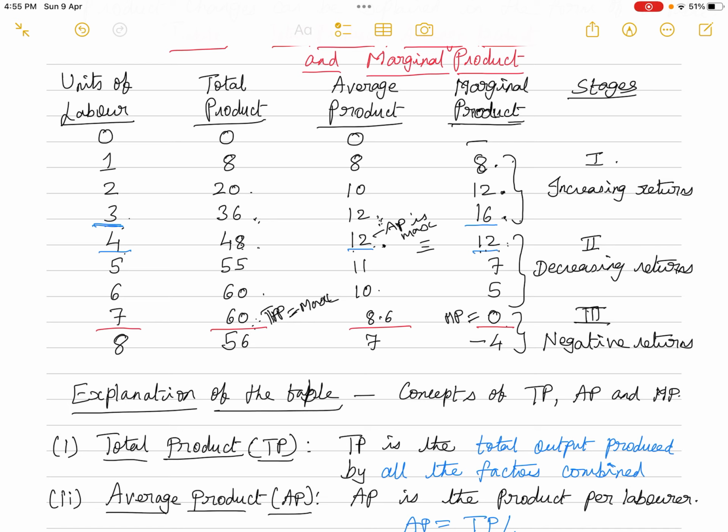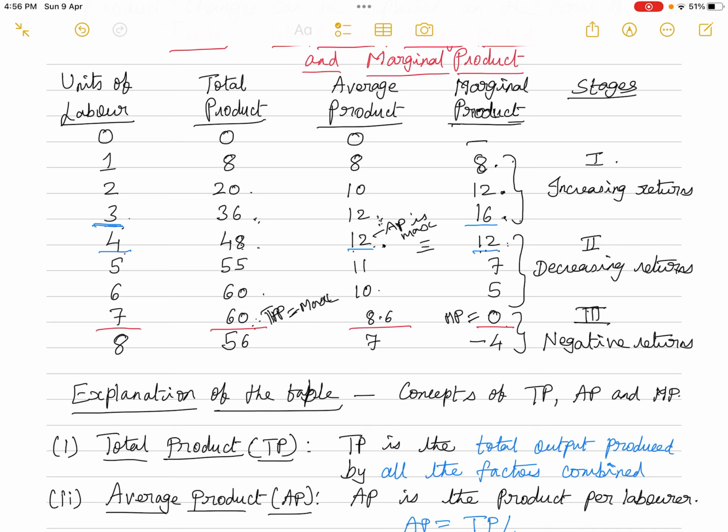because the average product is nothing but the total product divided by the number of laborers. So 8 divided by 1, 20 divided by 2, 36 divided by 3, you will get the average product. And for marginal product, you just have to keep on subtracting. 20 minus 8, 36 minus 20, 48 minus 36. You just have to keep on subtracting the previous total product from the current total product. Then you will get the marginal product. So till the marginal product is maximum, stage 1, that is the increasing returns.